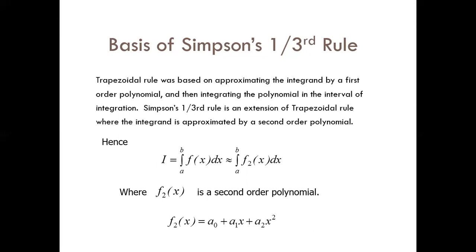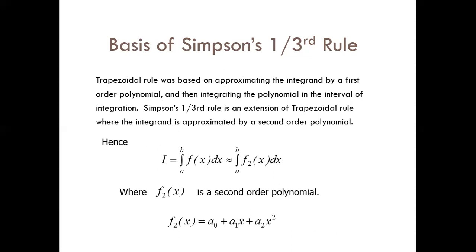But for a second order polynomial, we use Simpson's 1/3 rule. It is an extension of the trapezoidal rule. Suppose the step size h is given, then the trapezoidal rule is the integration of only one strip, considering only one strip at a time. But in Simpson's 1/3 rule, we consider two strips at a time. This is the main difference.